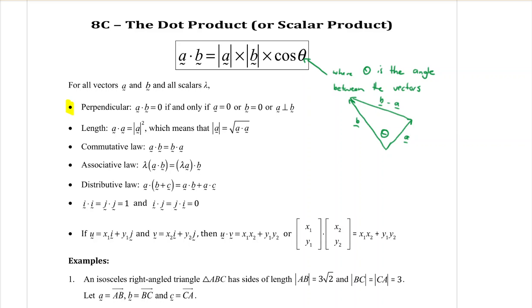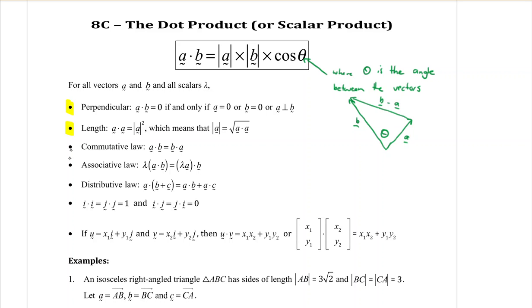It does also say there, though, that A times B is 0 if and only if vector A or vector B is equal to 0, or A is perpendicular to B. Okay, so you would also get 0 if one of the vectors itself was 0. Vector A times vector A is the same as the length squared. It also means that if you just wanted the length, you would square root vector A times vector A.